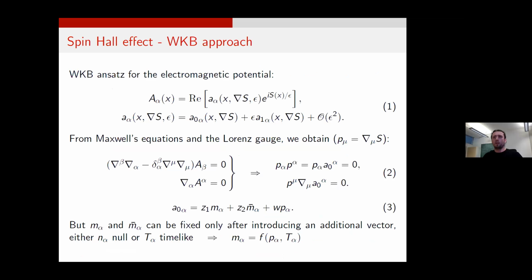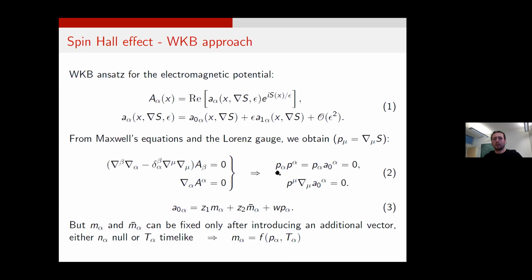So now let me continue and give you a brief summary of how we derive the equations of motion describing the spin Hall effect. Our approach is based on the WKB approximation. We start with the WKB ansatz for the electromagnetic potential, as shown here in equation 1, where we have the WKB expansion parameter epsilon. For the sake of simplicity, we can roughly think of epsilon as representing the wavelength. Now we take this ansatz and plug it into Maxwell's equation and the Lorentz gauge condition, and this is what we obtain over here.